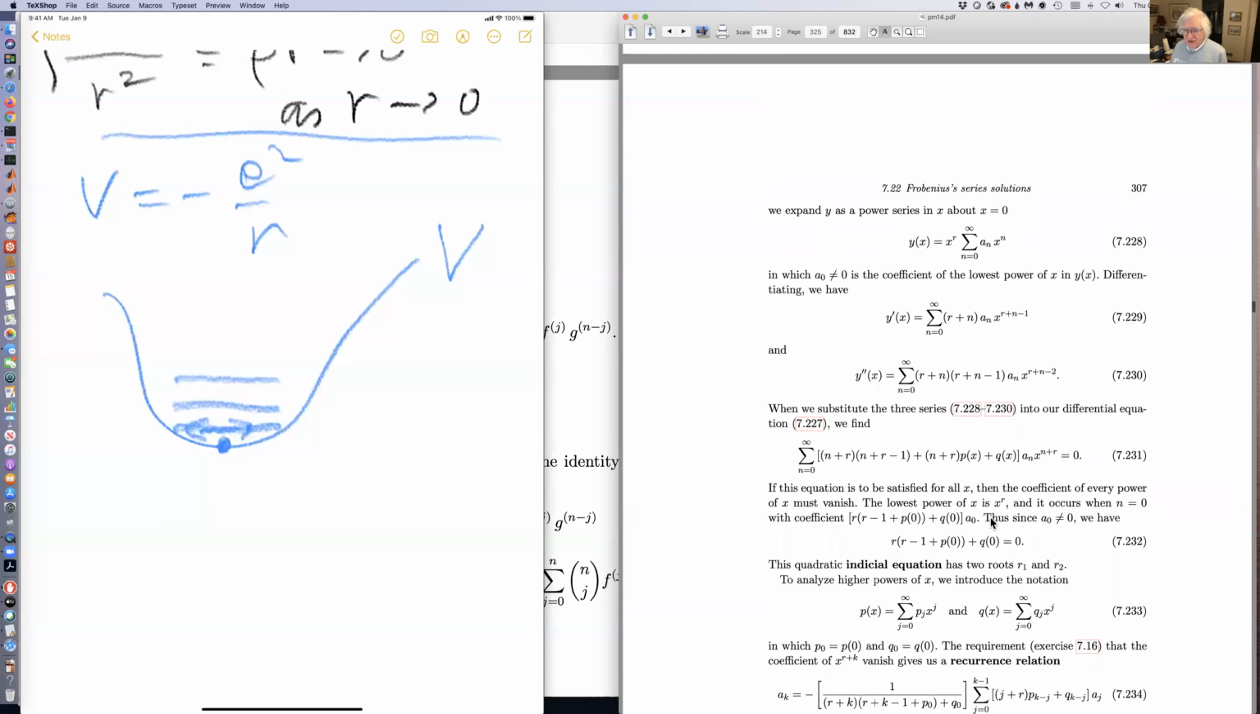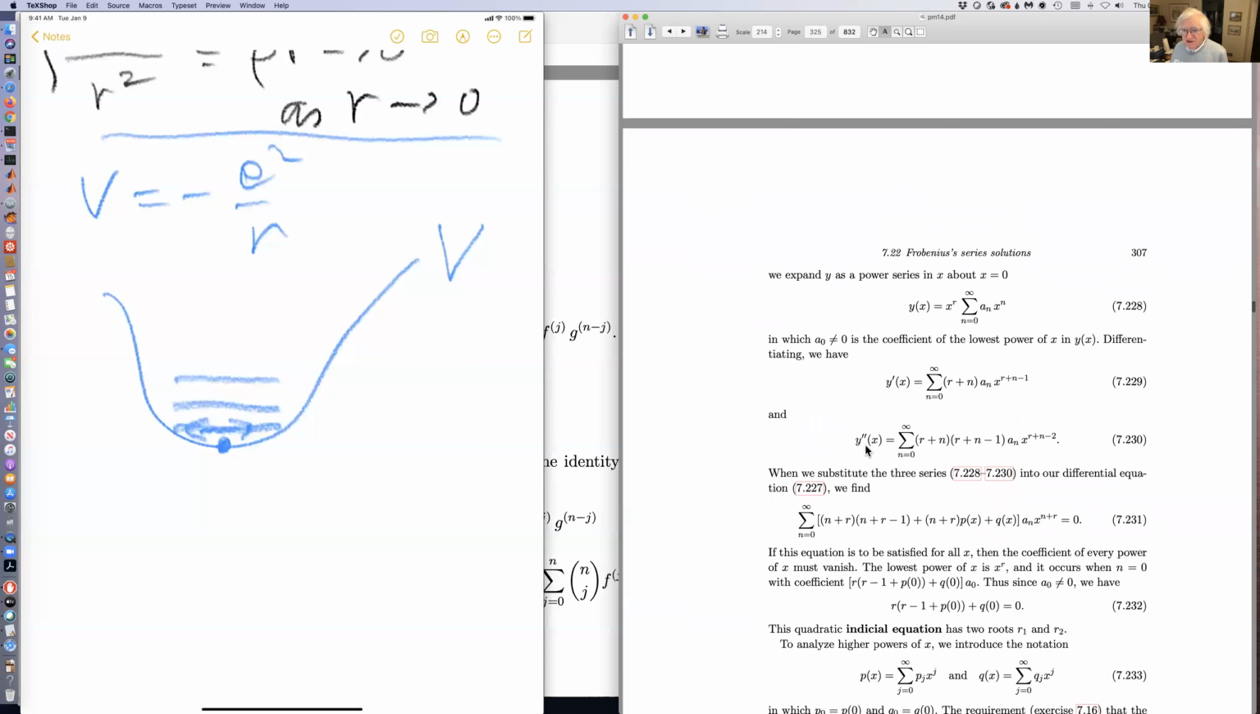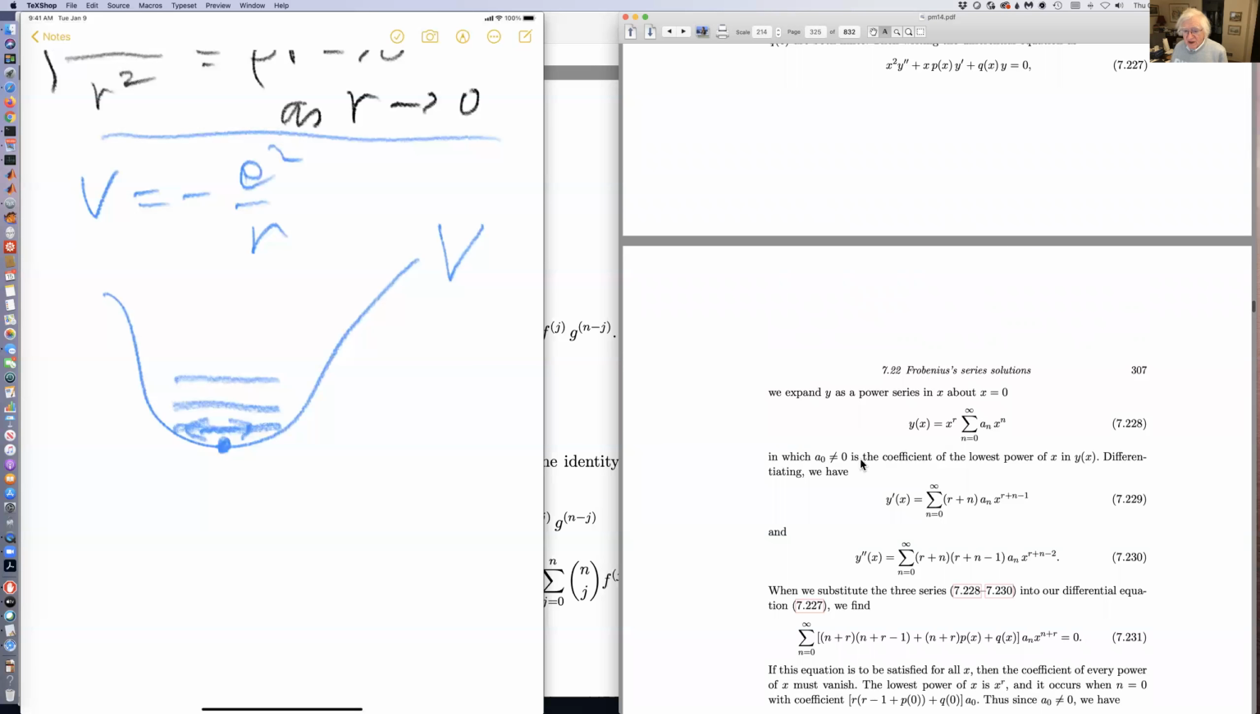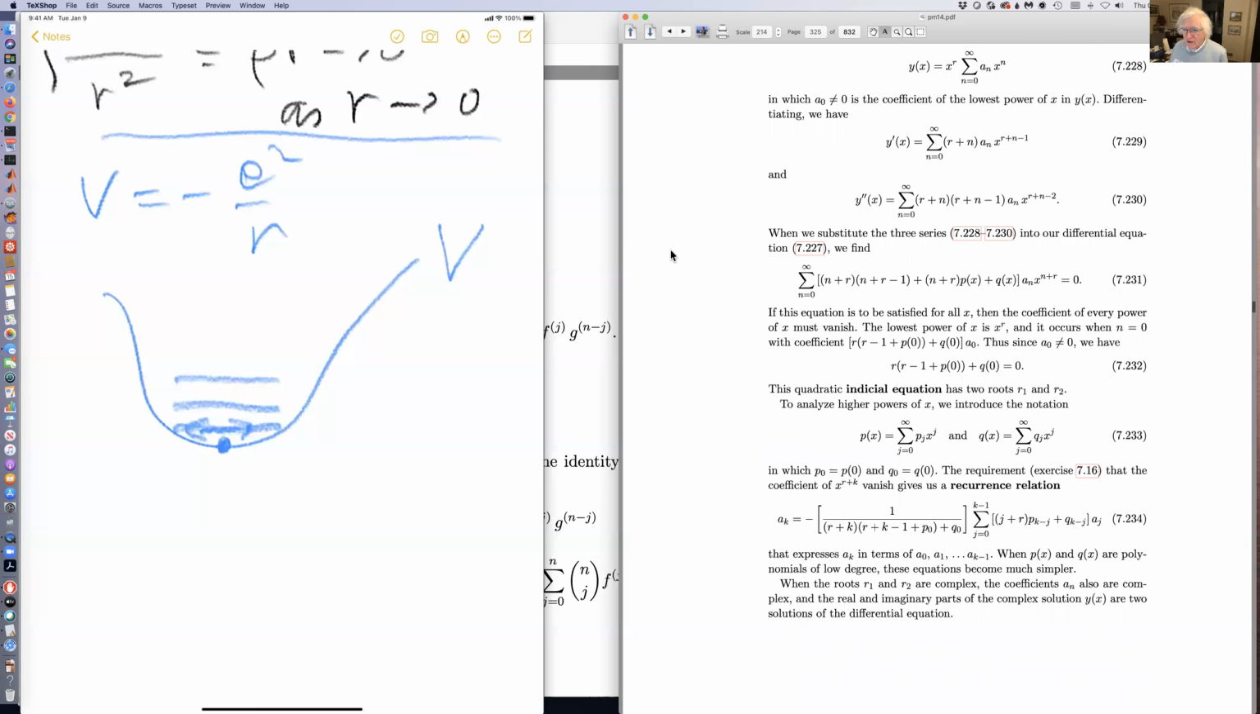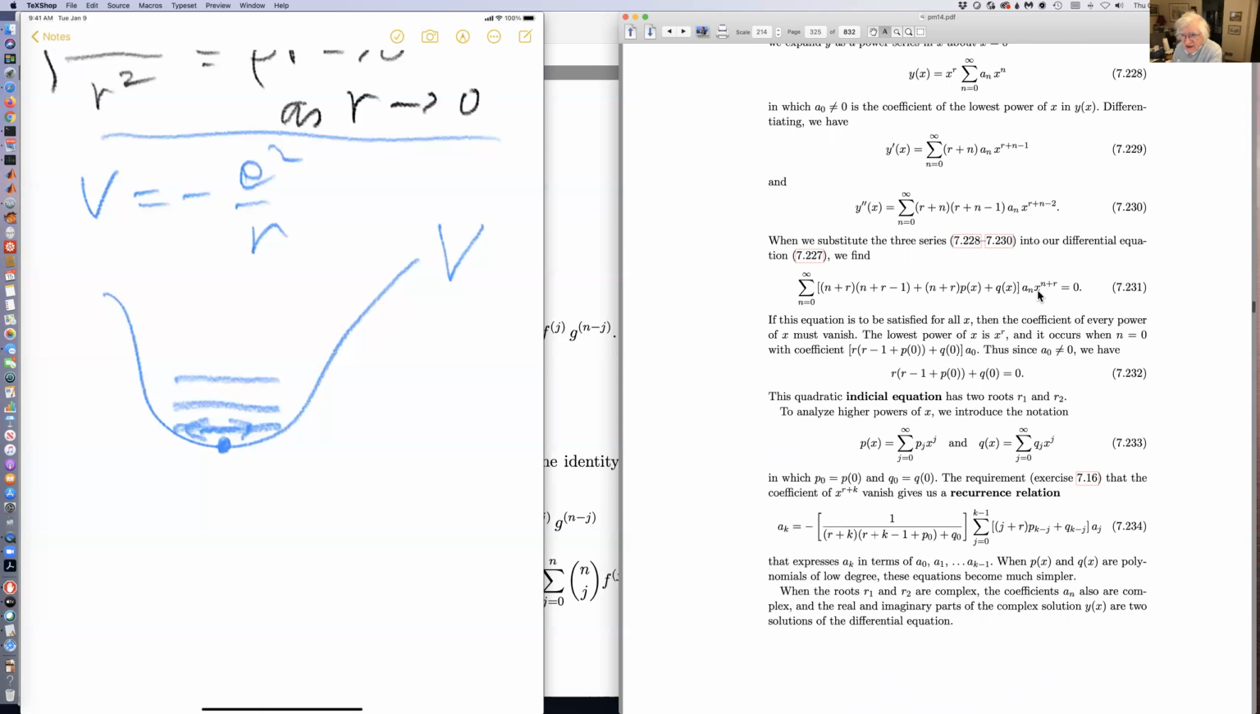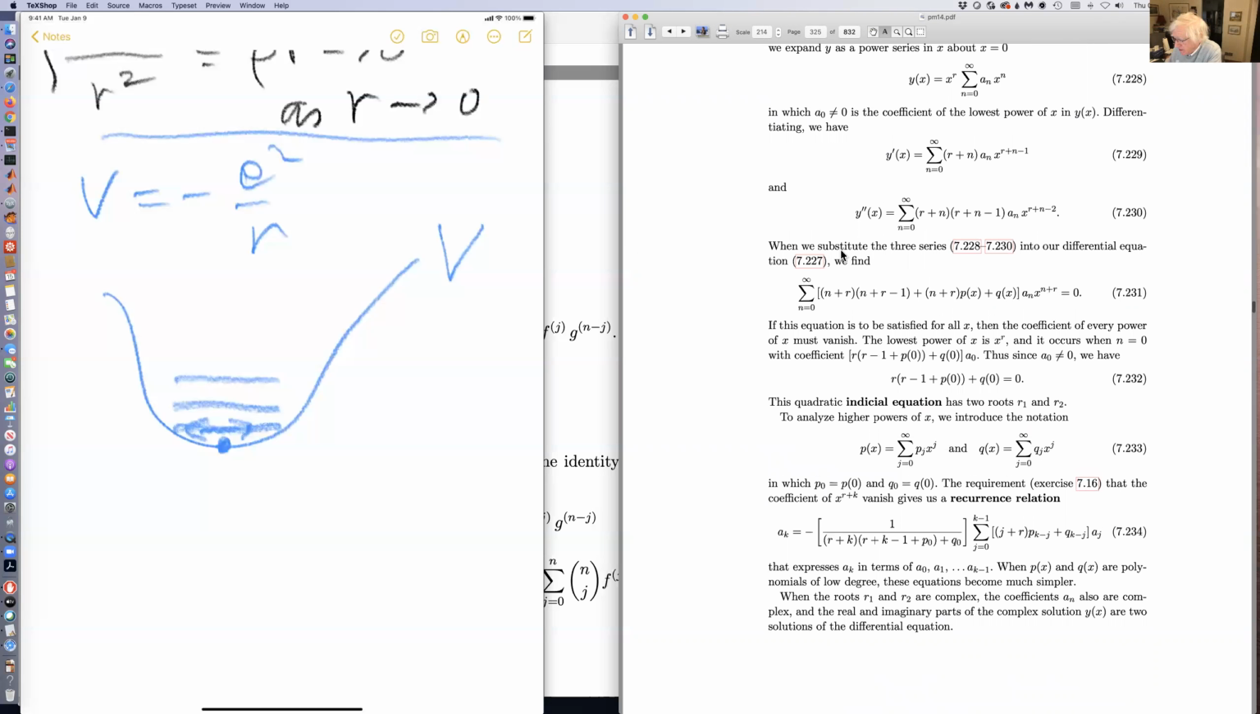So then this is the first derivative term, this is the second derivative term. So this term is x squared y double prime. These terms are xp y prime, and these terms are qy. And now if this is to be satisfied for all x, then the coefficient of every power of x must vanish.